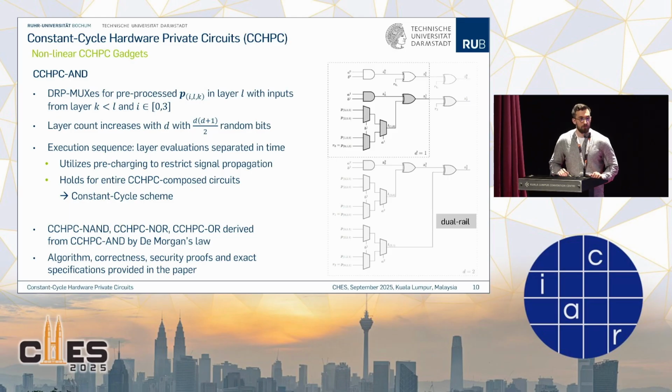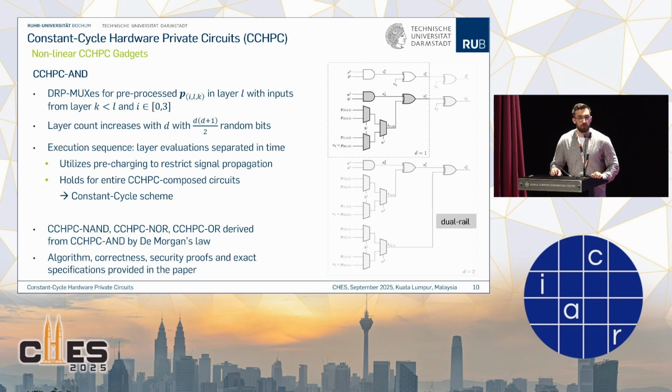As this is for arbitrary security orders D, we need D times D+1 divided by 2 random bits, and we follow an execution sequence that is separated in time. And the trick is to utilize the pre-charging to restrict the signal propagation. And this gives us a constant cycle scheme, because if we now compose these gadgets, then every layer executes basically in a single cycle, but with an offset. And if we apply De Morgan's law, so we can invert rails of primary inputs and outputs of each gadget, we can also derive different functions, like an AND, NOR, or OR.